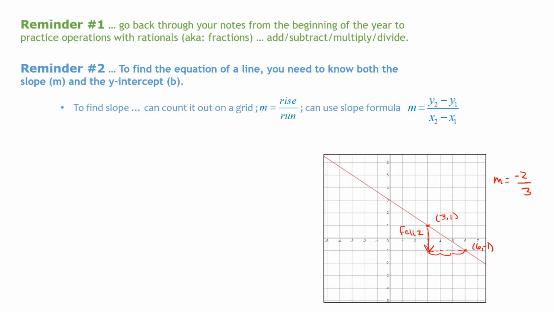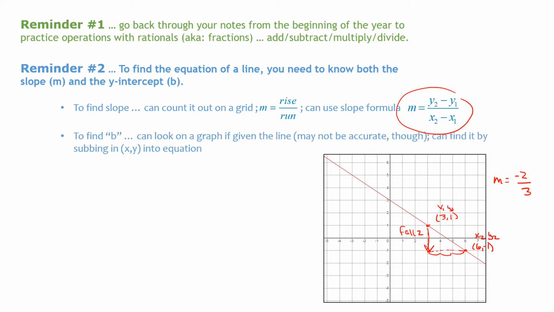Another way is I could have subbed into my formula here. This would be my x1, y1, x2, y2. To find b, we can look at the graph. Sometimes it's not really accurate when you look at the graph, but this one is pretty good. If the graph isn't accurate, we could find it by subbing into the equation. But right here, I think my y-intercept is pretty clear. It looks like it's a 3, so my b value is a 3. So to come up with the equation of this graph, I would write y equals negative 2/3 x plus 3.